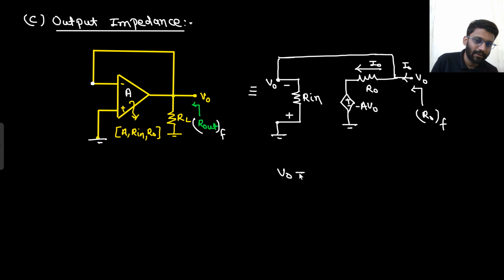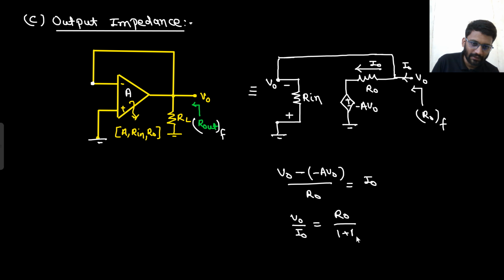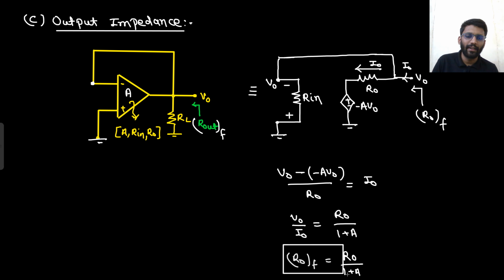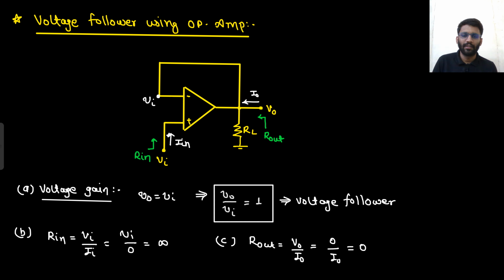So V naught minus of A V naught divided by R naught is equal to I naught. So your V naught by I naught would be R naught upon 1 plus A. So your R naught with feedback is R naught upon 1 plus A. This is how you can derive it, or if you have a good idea of feedback topology, then you will be able to write down the final answer within seconds only.